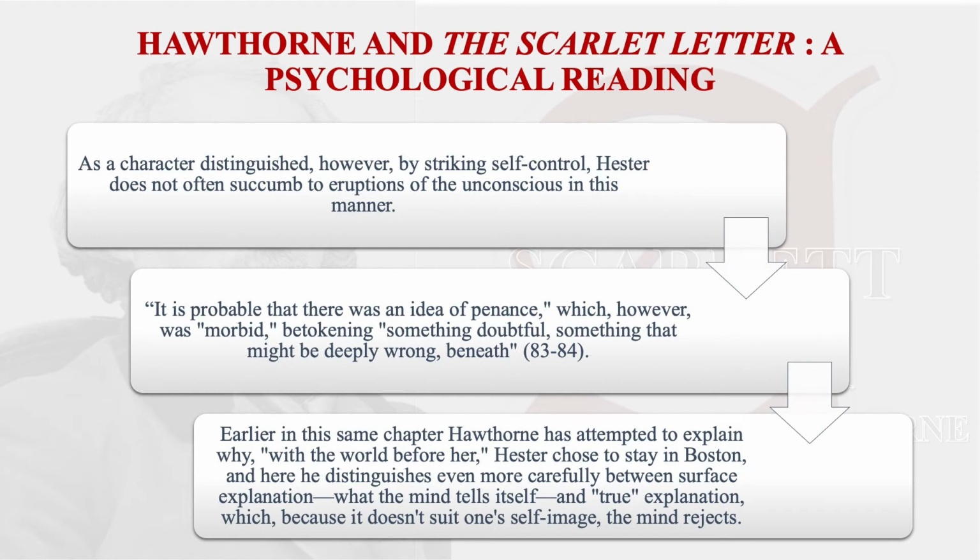The word "beneath" here divides the mind into layers and identifies the centers of the psyche, not in surface rationality, but in the hidden desires beneath, thus portioning mental life into conscious and unconscious layers, as Freud was to do half a century later. Earlier, in the same chapter, Hawthorne had attempted to explain why, with the world before her, Hester chose to stay in Boston, and here he distinguishes even more carefully between surface explanation, what the mind tells itself, and the true explanation, which, because it does not suit one's self-image, the mind rejects.